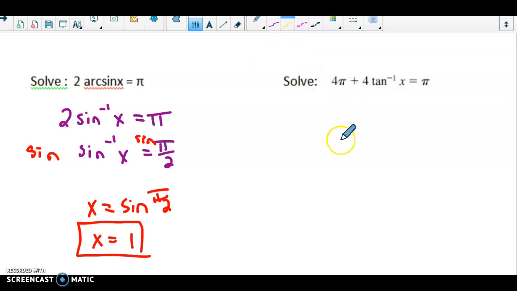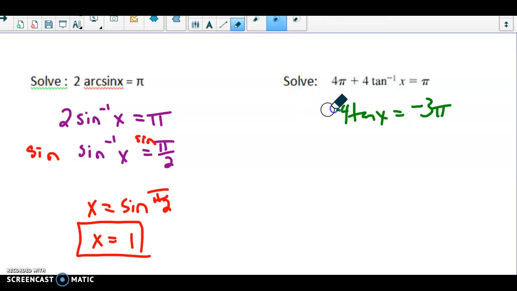Okay, let's try this one. So for example, in this one, we would be subtracting 4 pi from 1 pi. So that's negative 3 pi. Okay, so we subtract the 4 pi from pi. We get negative 3 pi. Divide by 4.